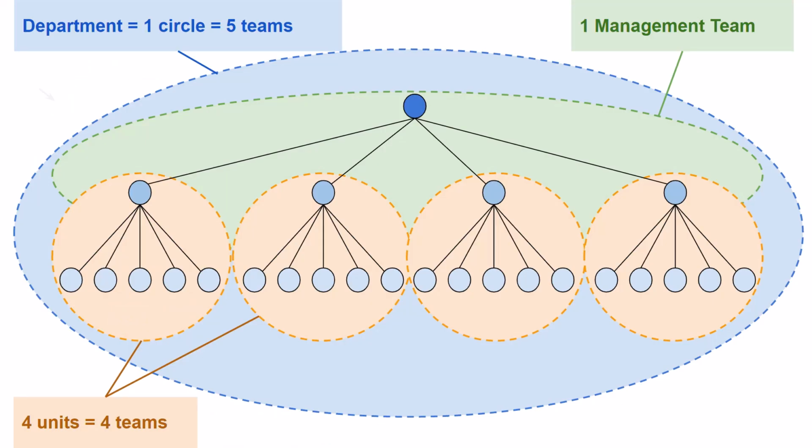Another way of seeing it, imagine a department with 4 units in orange. So here, every little circle is a human being. So you have in each unit 5 individuals plus a supervisor. So that would be 1 team. So here you have in orange 4 units, 4 teams, each one with 1 supervisor. And all 4 of these supervisors report to the department head in dark blue here. So you can create now 5 teams, 4 units, 4 teams, plus 1 management team.